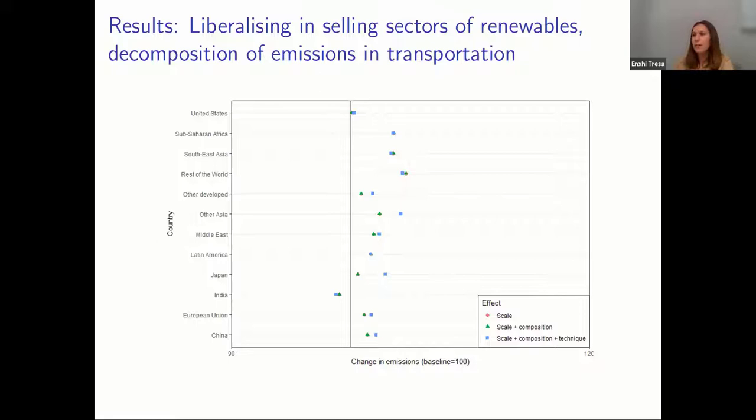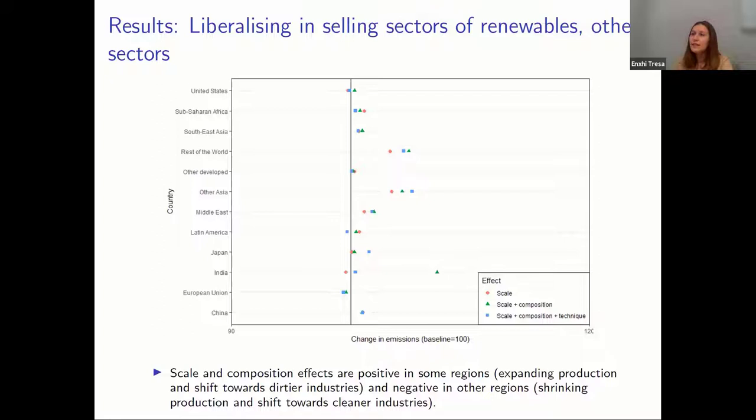Then we look at liberalizing trade in selling sectors of renewables in sectors other than transportation, and we find that the scale and composition effects are positive in some regions. So they are expanding production and shifting towards dirtier industries, and this is the composition effect that is present. So here, for instance, for the rest of the world in Asia, we see that the scale is on the left, and then the composition brings emissions to the right. And this is probably because of this specialization in dirtier sectors, as it is negative in other regions where it's shrinking production. We see a shift towards cleaner industries.